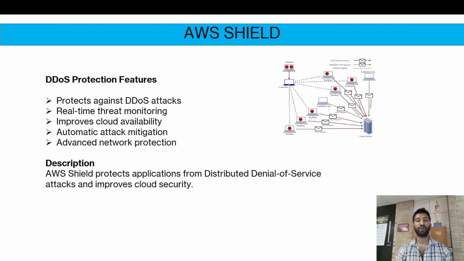So AWS Shield, this is how Shield works. Its DDoS protection features protect against DDoS attacks, provide real-time threat monitoring, improve cloud availability, and offer automatic attack mitigation and advanced network protection. Description: AWS Shield protects applications from distributed denial of service attacks and improves cloud security. So it protects against DDoS attacks, with automatic attack mitigation and advanced network protection.